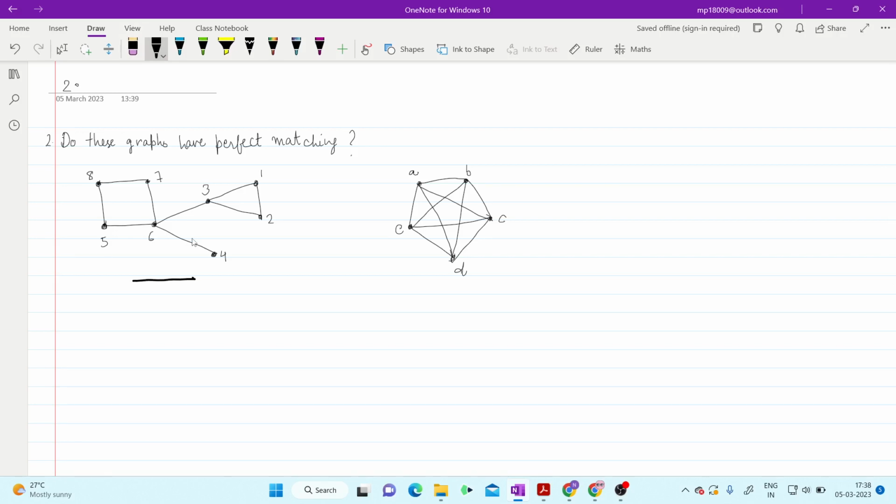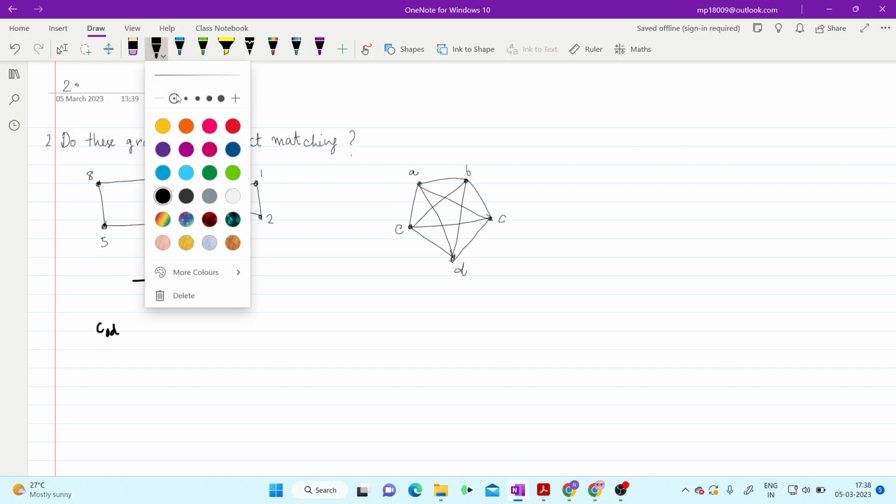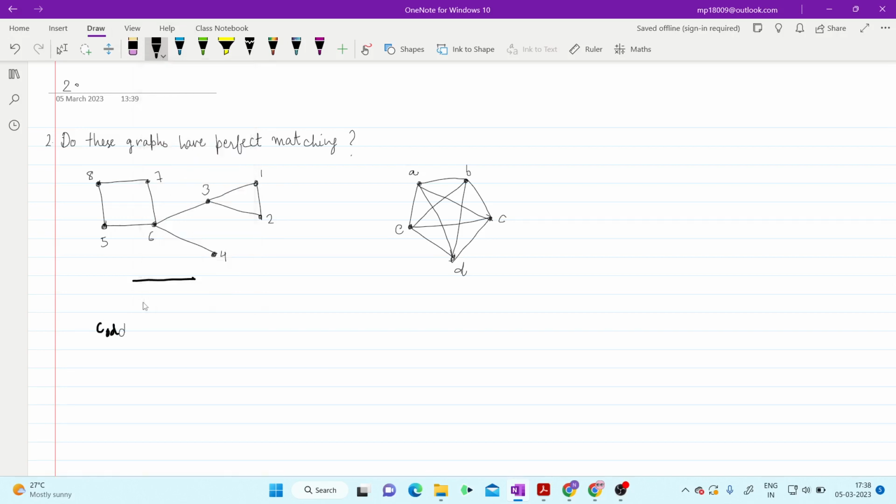So basically, we have to look at the Tutte criteria, which says that c odd of G minus S should be less than or equal to the order of S. So this is our G. Does this graph have a perfect matching? No, ma'am.